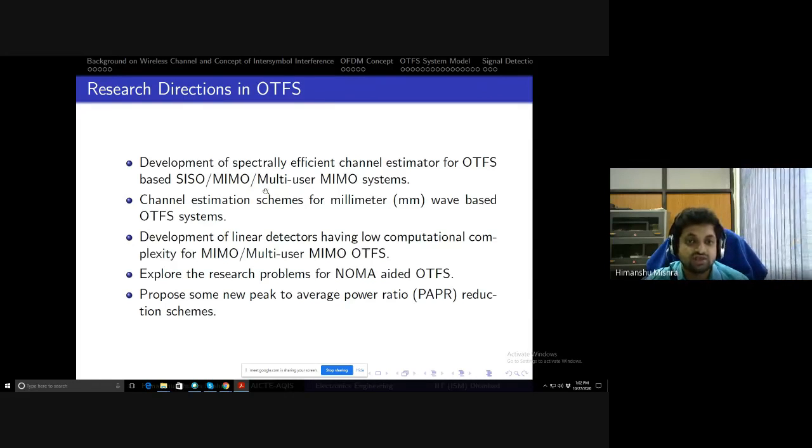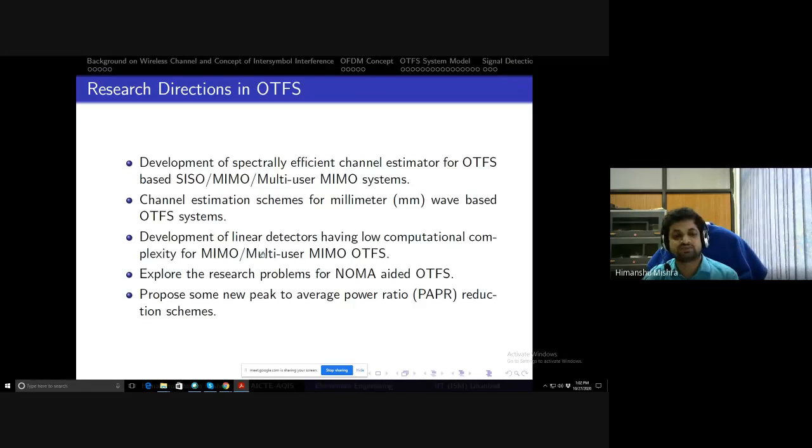Next, you can also incorporate millimeter wave. Next one is development of linear detectors having low computational complexity for multi-user MIMO OTFS. We have done something in this work, and some part you people can do. Maybe you can design something more with low computational complexity.